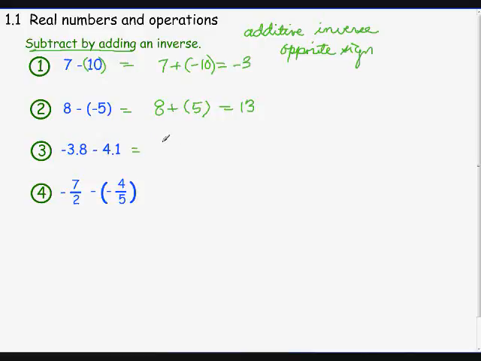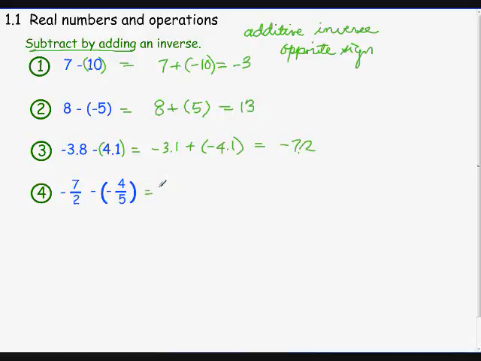We're going to convert it from a subtraction of a positive 4.1 to the addition of the additive inverse, which is a negative 4.1. We add those two together and we get negative 7.2. That's a point. All right, how about this one?